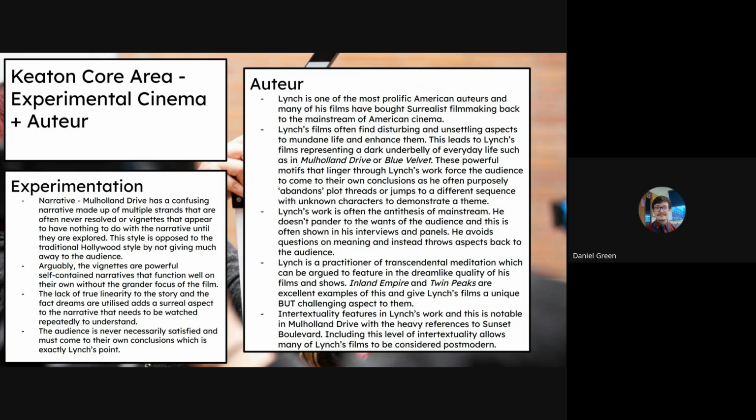Also, the lack of true linearity to the story and the fact dreams are utilized add a really surreal aspect to the narrative that needs to be watched repeatedly to understand. And that links on to that point of the audience never necessarily being satisfied, and you have to come to your own conclusions, which is exactly Lynch's point.